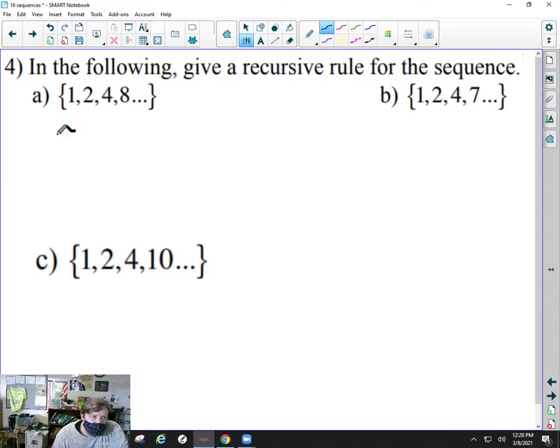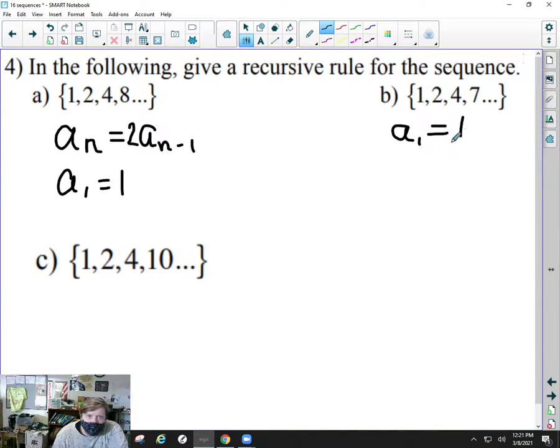So I would say a sub n is equal to a sub n minus 1 times 2, right? We also need to state what a sub 1 is. A sub 1 is 1. I guess in all of these, a sub 1 is 1. All right. So since we're doubling each time, we can say it's 2 times a sub n minus 1.